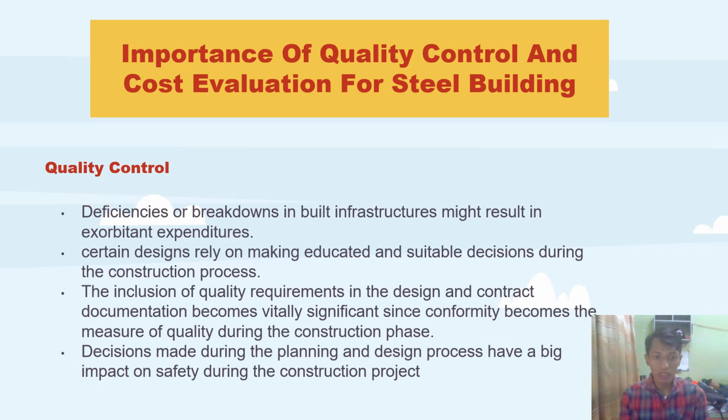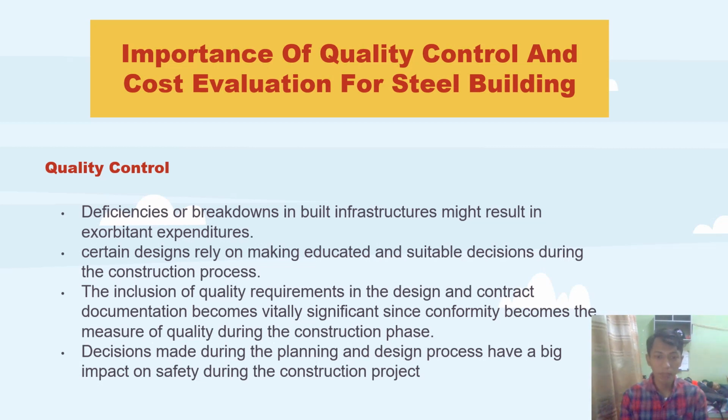The inclusion of quality requirements in the design and contract documentation becomes vitally significant, since conformity becomes the measure of quality during the construction phase. Quality requirements should be clear and verifiable so that all project participants are aware of the compliance requirements. The development and implications of various quality requirements for construction, as well as the challenge connected with ensuring adherence, are discussed extensively in this chapter.